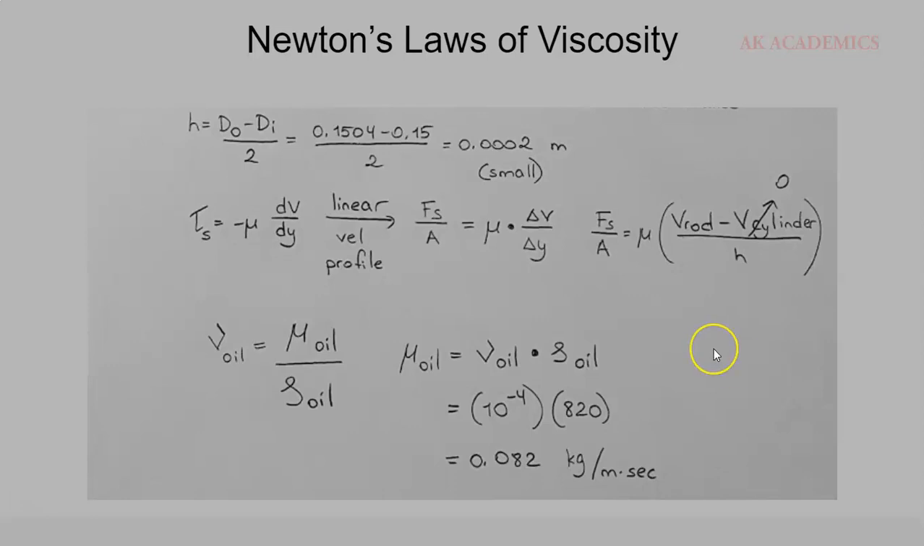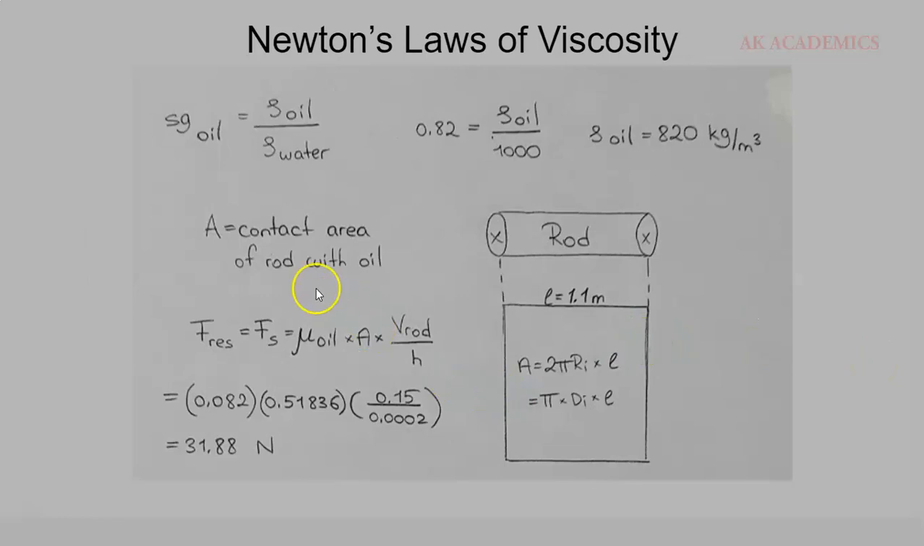Okay, now that we know the viscosity of the oil, we have been able to find another unknown in this equation. So we know our A, we know viscosity, we know H, and then we know the velocity of the rod in the question. The only thing we don't know in this equation is Fs. We can then go ahead and try to apply all the parameters to the equation. All right, let's take it a step further. So we can easily find the contact area.